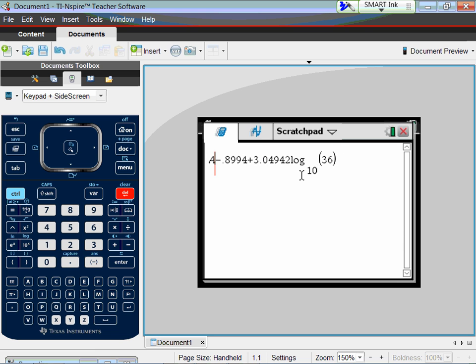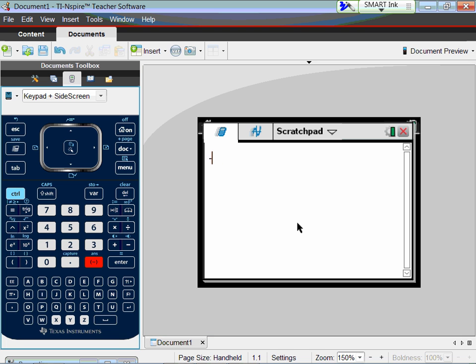Oh, I had an answer in here. We need a negative sign right here. All right, so 3 point, oh, I think I messed that up. Can't use that one. There we go. Negative 1.8994. Okay, there we go, 2.8464.